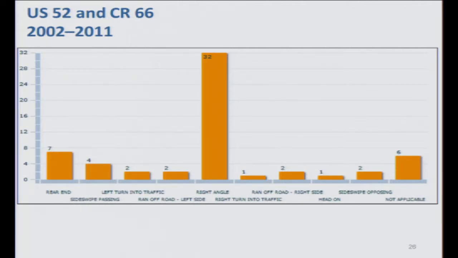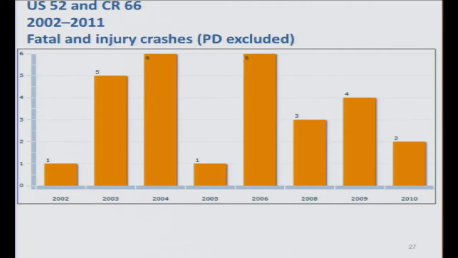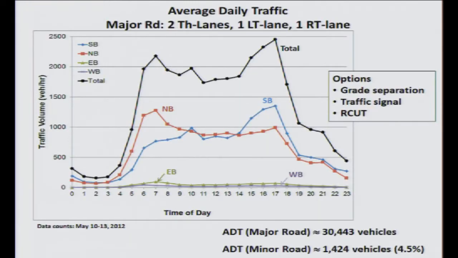More than 50% of all the different types of crash were right far side angle crashes, okay? They don't have a lot of crashes, but every year, for many years, they have a certain number of fatal injury crashes, okay? And this is the ADT data at that location. The major road has about 30,000 vehicles per day. That's 95% of the total volume. And the minor road daily traffic is 1,400. That's only about 4.5% of the total ADT at the intersection, okay?